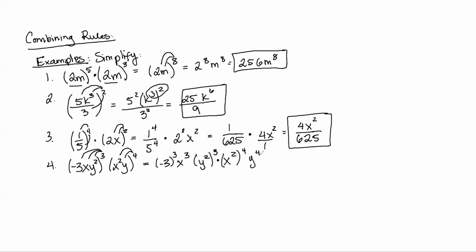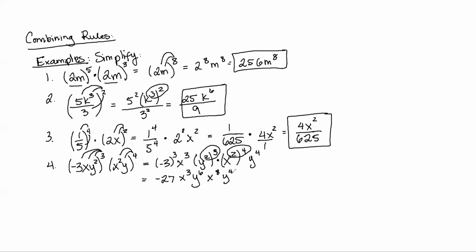Now let's see what we can do to simplify. So -3 cubed, -3 times -3 is 9, times -3 is -27. X cubed is just x cubed. Y squared cubed, we multiply, so y to the 6th. I'm going to leave off this multiplication dot. X squared to the 4th, multiply, so x to the 8th. And finally, y to the 4th.